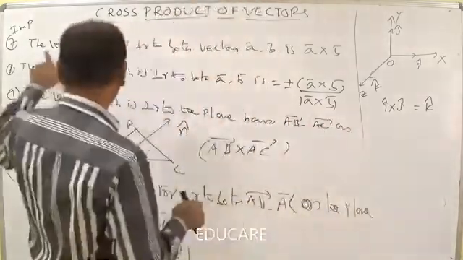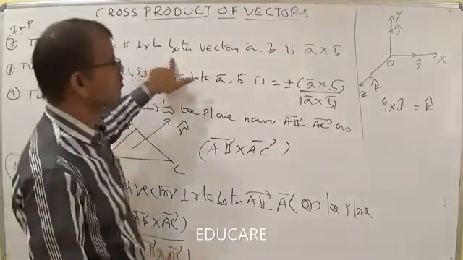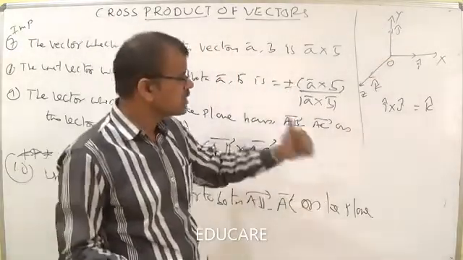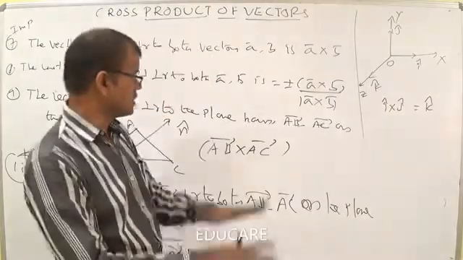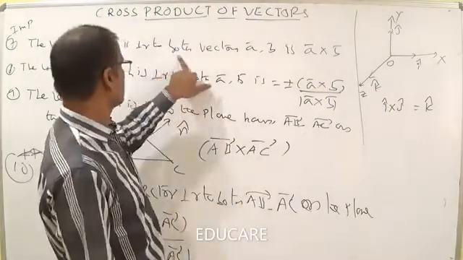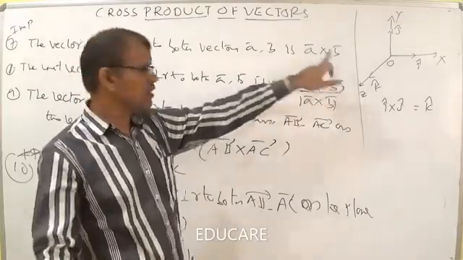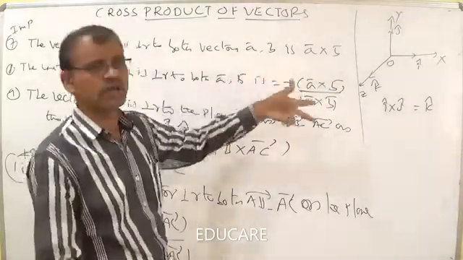So the vector which is perpendicular to both vectors, the vector perpendicular to i and j, is nothing but k. What is k? i cross j. That's all. That is the simple definition, the simple explanation. The vector which is perpendicular to both vectors a bar and b bar is a cross b. If asked for the vector perpendicular to b and c, you can say b cross c. For c and d, you can say c cross d.